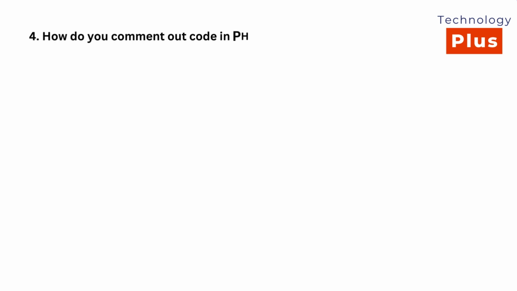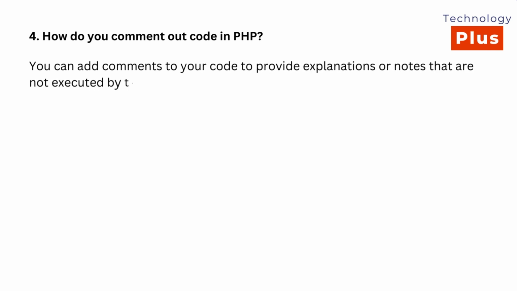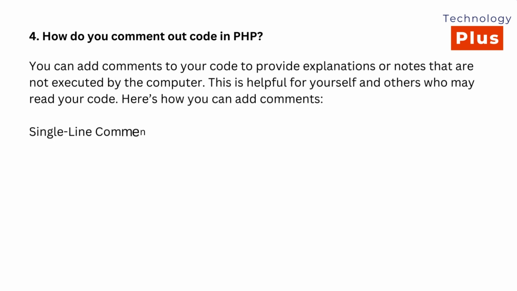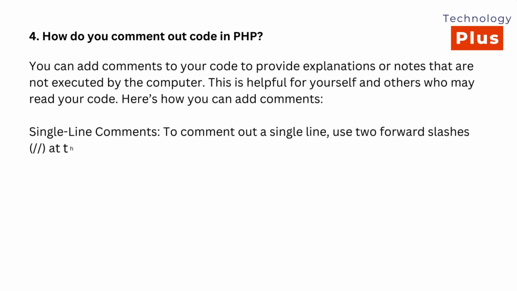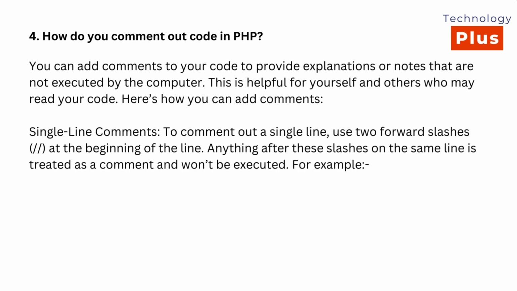How do you comment out code in PHP? You can add comments to your code to provide explanations or notes that are not executed by the computer. This is helpful for yourself and others who may read your code. Here's how you can add comments. Single-line comments. To comment out a single line, use 2 forward slashes, // at the beginning of the line. Anything after these slashes on the same line is treated as a comment and won't be executed.